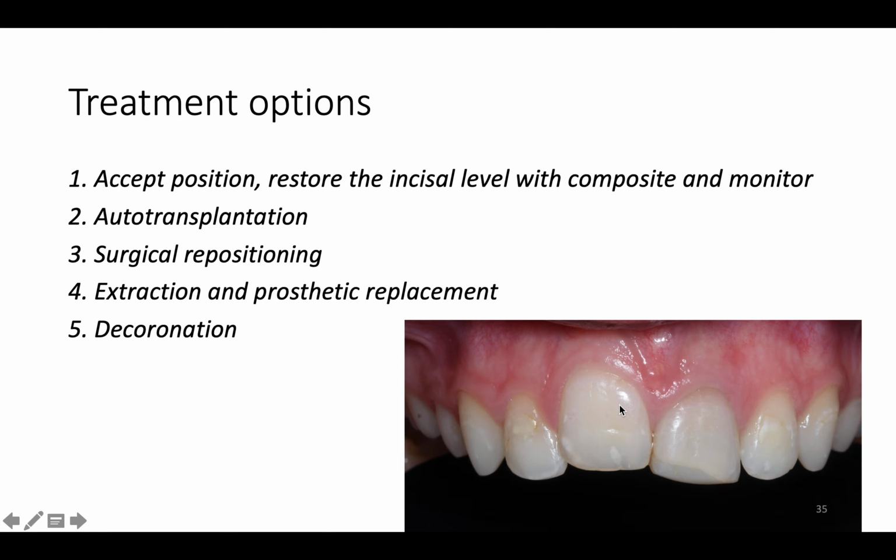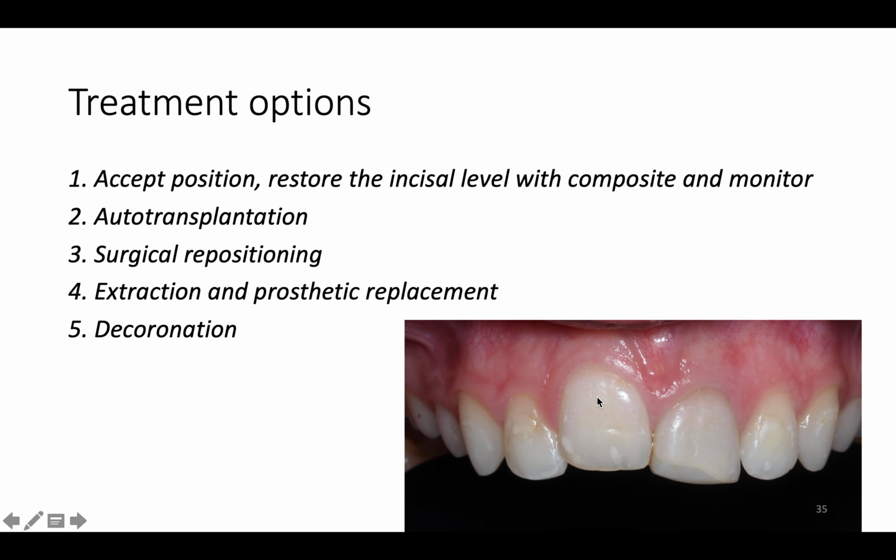Also, you can build the tooth up with a composite just to make it level with the other adjacent teeth. You can auto-transplant. You can extract a normal tooth, for example, for orthodontic purposes, you can extract the premolar and then shape it into a central incisor and replant it instead of the extracted central incisor.